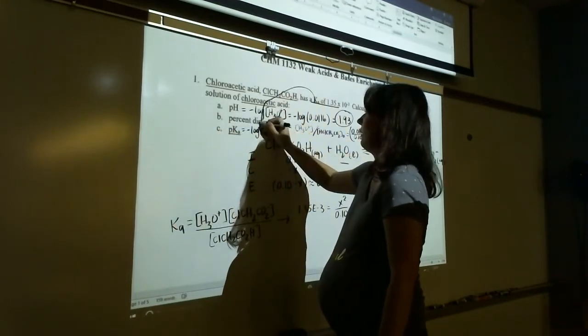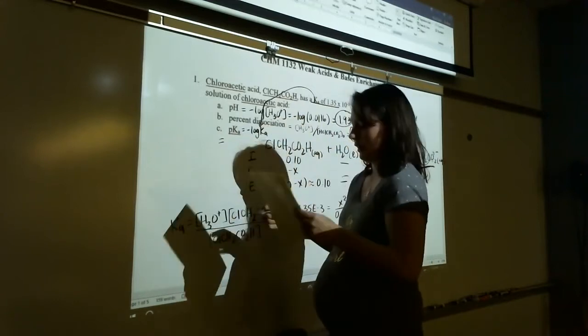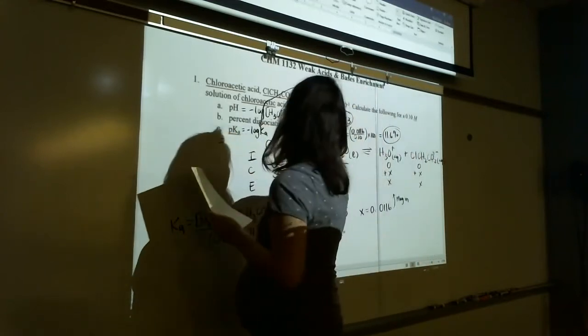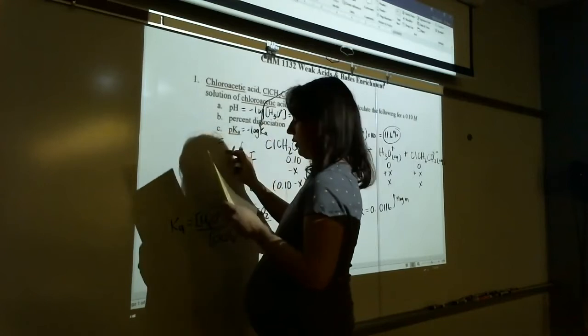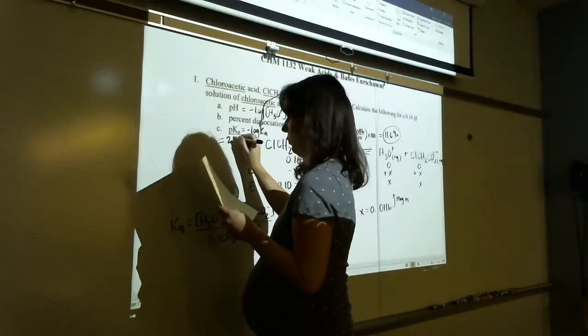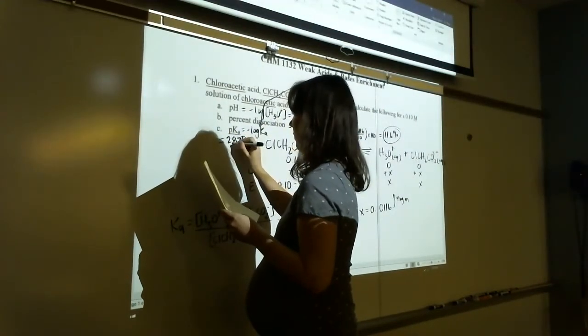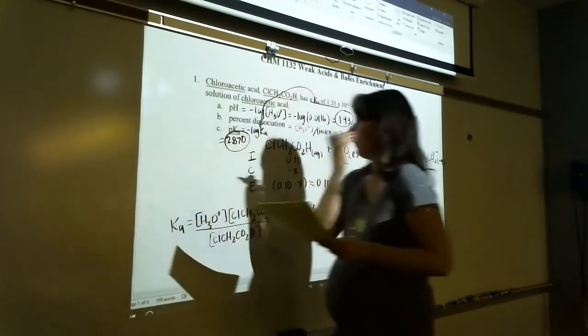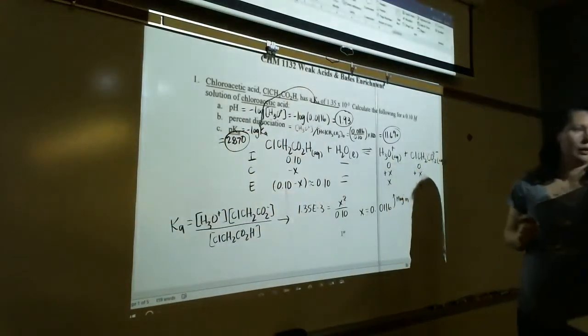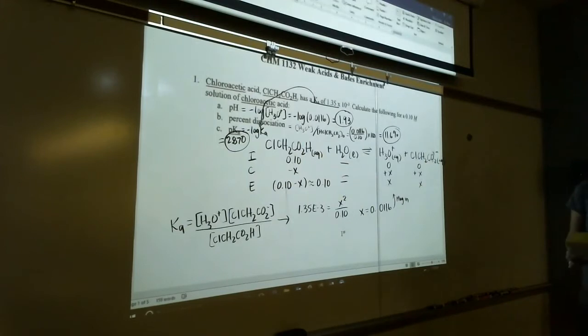And then for pKa, that's just negative log of the Ka, which is right here. So we just dump that value in. Now that's got 3 sig figs, so I'll need 3 decimal places. So I got 2.870. Do we agree on these values? Any questions on number 1? We good on number 1?